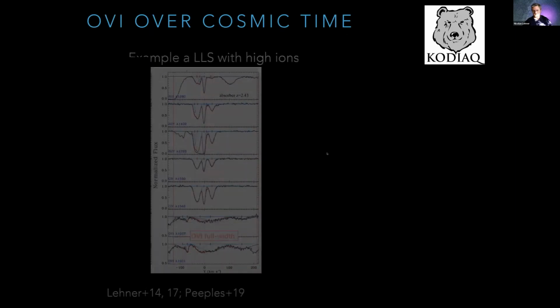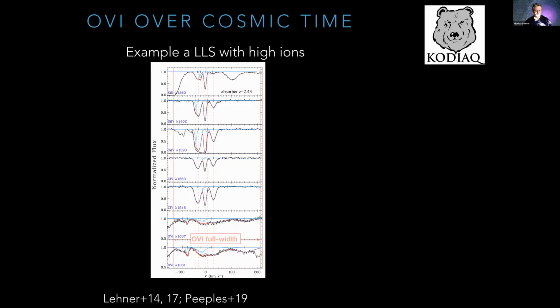Before I jump into the metallicity, I can't talk about KODIAQ without talking about Oxygen-6. That was the primary science driver of the original KODIAQ program, and it also allows me to show you a beautiful Keck HIRES spectrum here. This is the normalized flux as a function of velocity in the rest frame of a Lyman limit system, and that's a stack of velocity profiles going from the top to bottom, from low ions to the high ions like Oxygen-6.